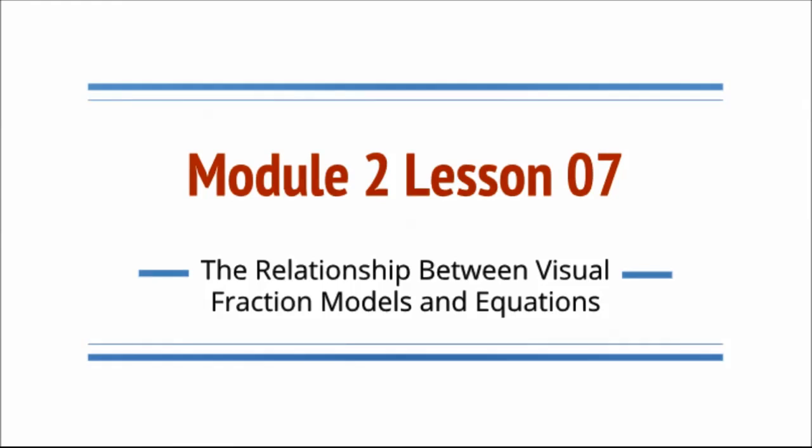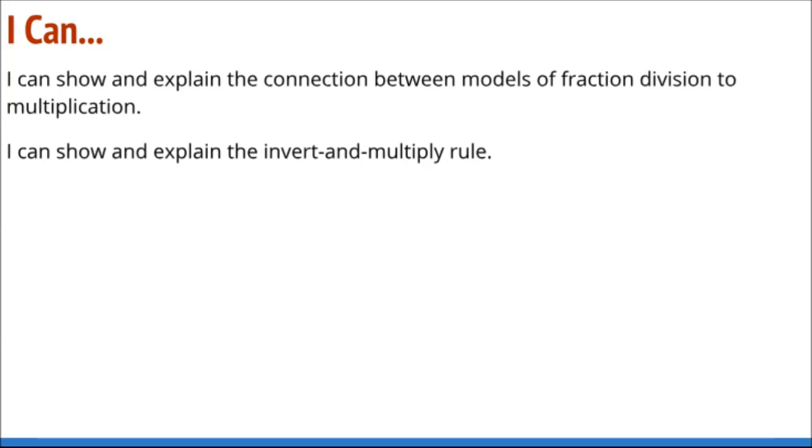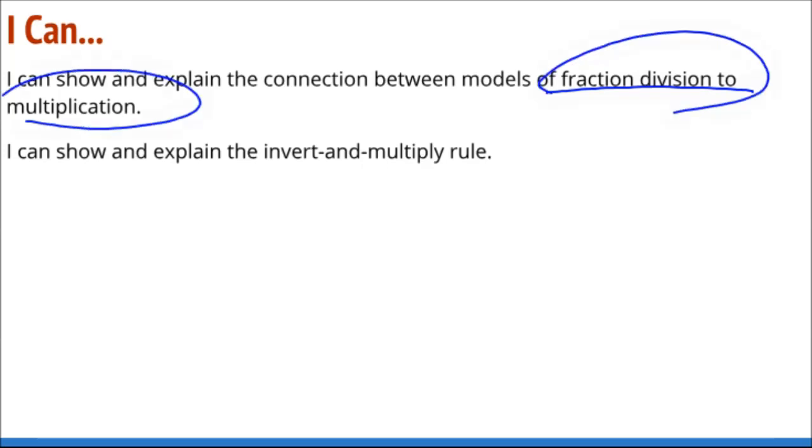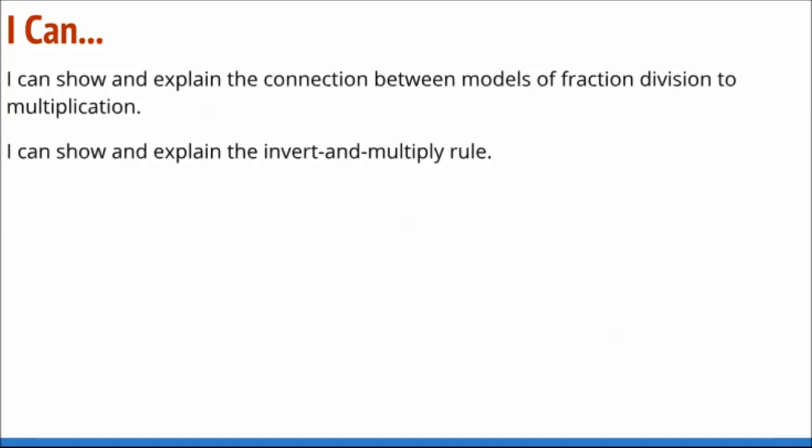Module 2, Lesson 7, the relationship between visual fraction models and equations. Looking at the I can statements, I can show and explain the connection between models of fraction division to multiplication. So today we're going to look very specifically at the connection that we have found between multiplication and division and try and understand exactly what's going on here. We will then extend that understanding to what is called the invert and multiply rule. So we're going to make very clear the connection between multiplication of fractions and division.